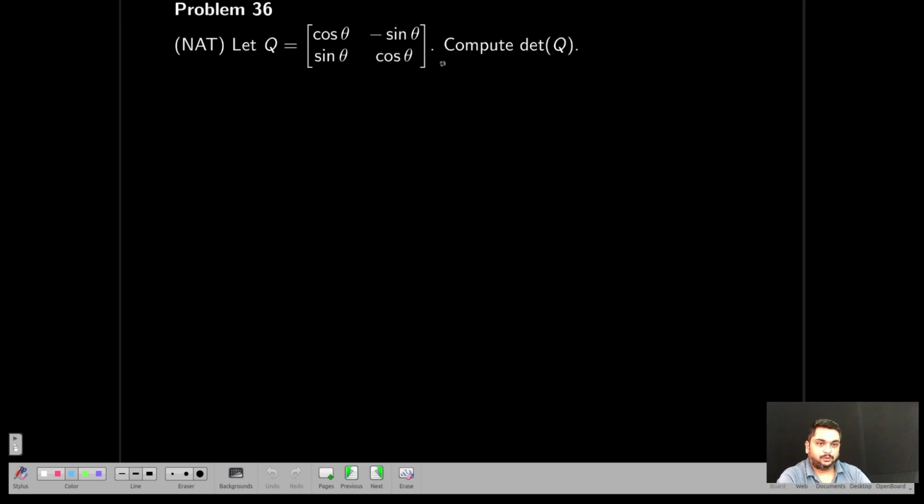Let Q equal to this. Compute the determinant of this. Very straightforward question. The determinant is cos square theta into cos square theta minus minus sin theta into sin theta. So this is cos square theta plus sin square theta, equal to 1. Answer is 1.